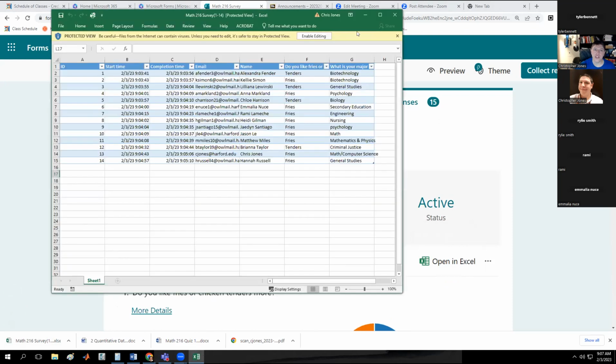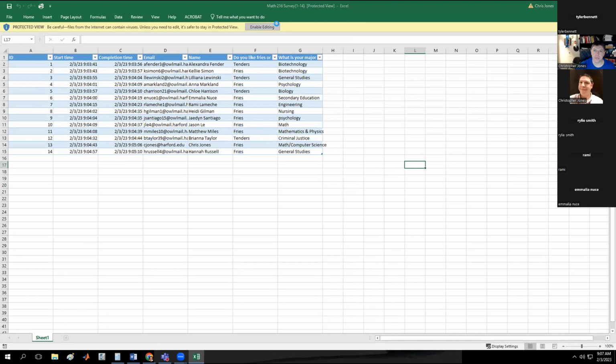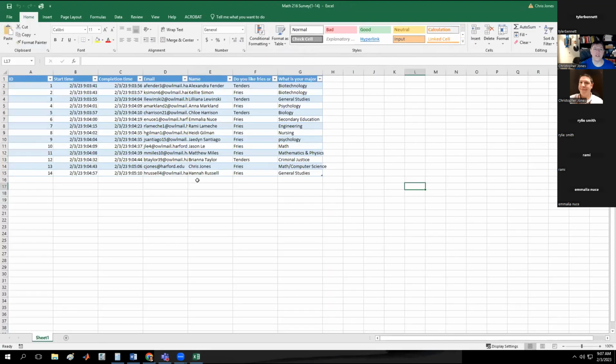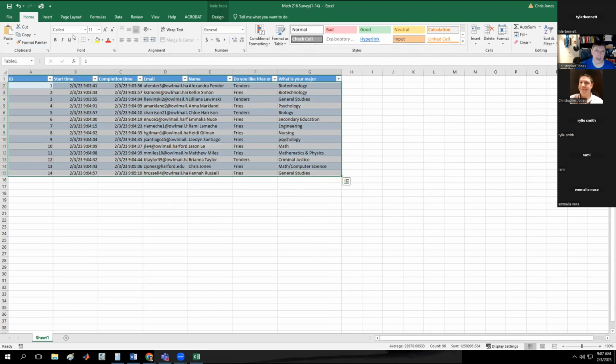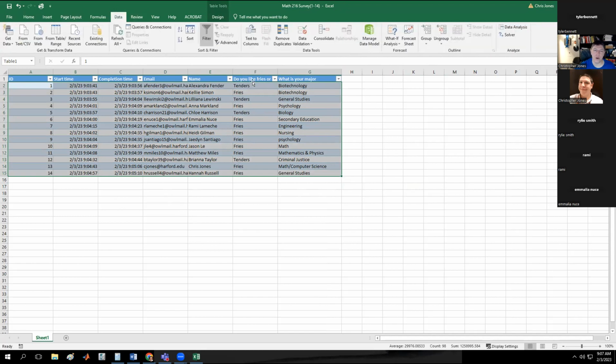Okay. And check this, folks. What it does is it puts it really nicely into a summary for you all. Okay. And then there are options where you can make it anonymous so that way you don't see the names. But of course, let's say for some reason we wanted to sort this data. Okay, so what I could do is I could highlight all the data, and then I could sort it based on if I like fries or tenders better.